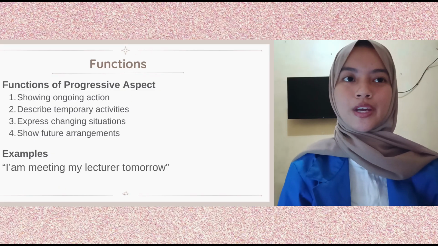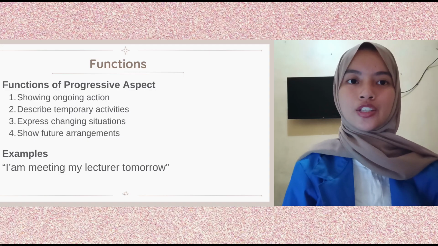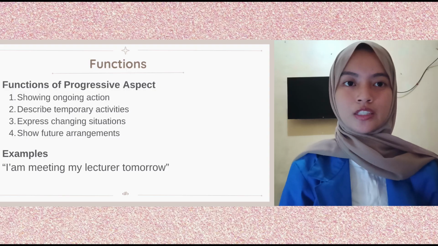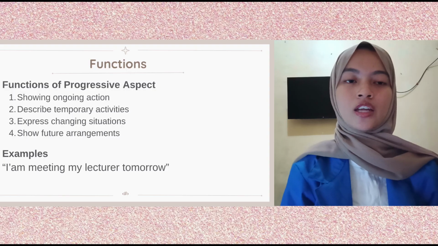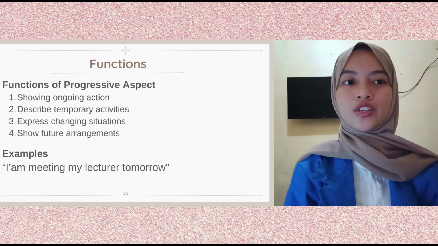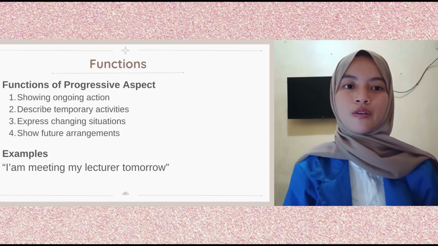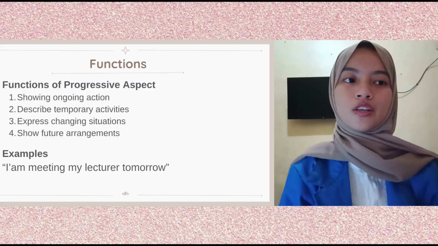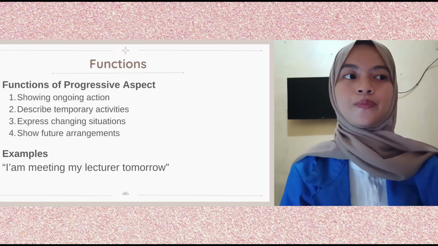The progressive aspect has several functions. The first one is showing ongoing actions. The second one is describing temporary activities. The third one is expressing changing situations. And the last one is showing future arrangements. For example, I am meeting my lecturer tomorrow. Although it talks about the future, the sentence uses the present progressive tense to describe a planned arrangement.